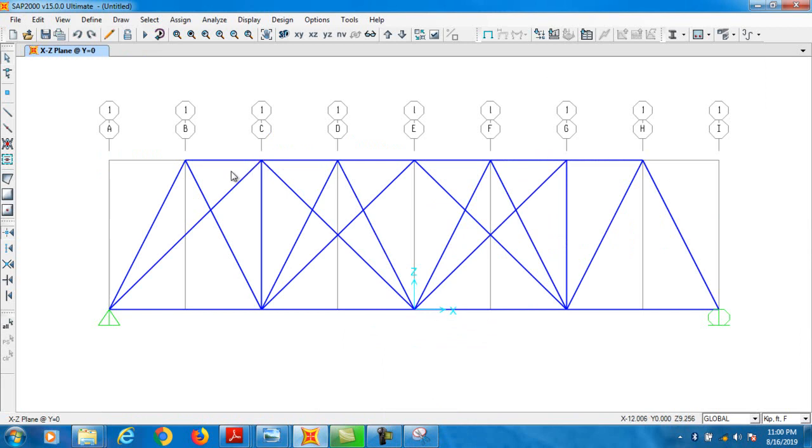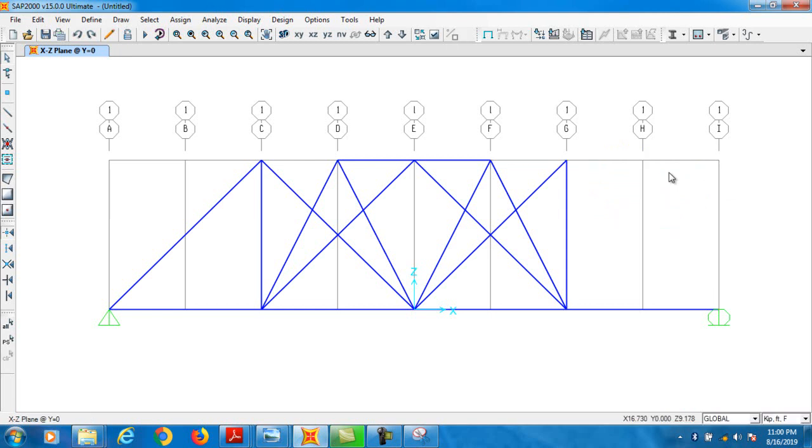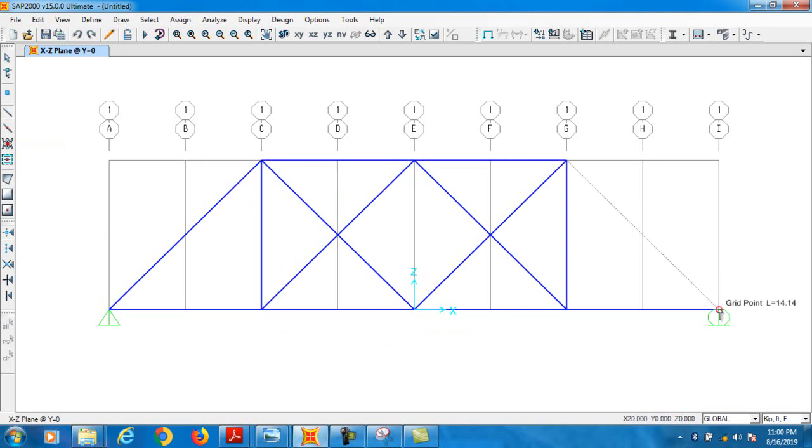Now we see how we will develop it. We don't need these three members, delete them. We don't need these members, and this point we don't need either. Now the rest of the members we need. So select this one, we need this one, this one, and this one. I think this is the required truss right now.